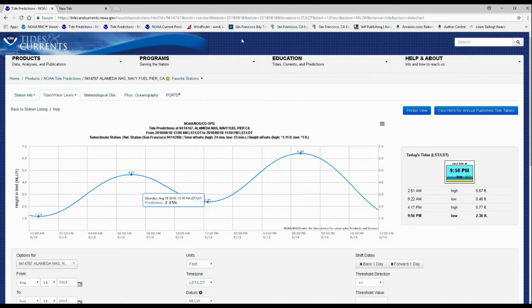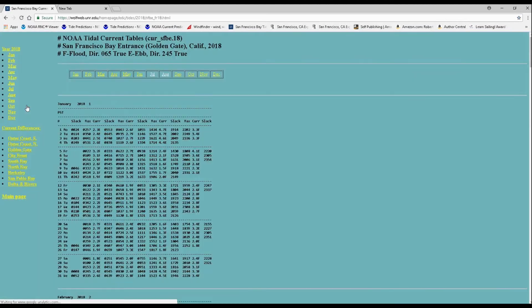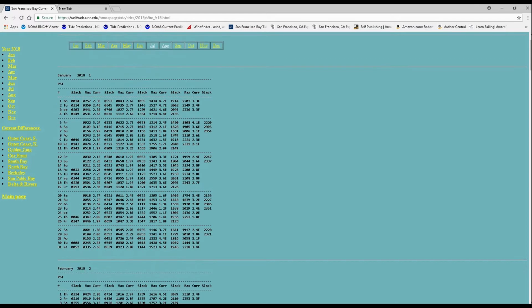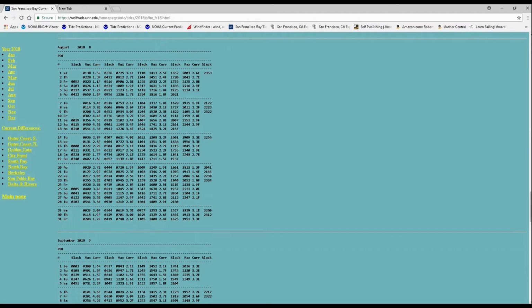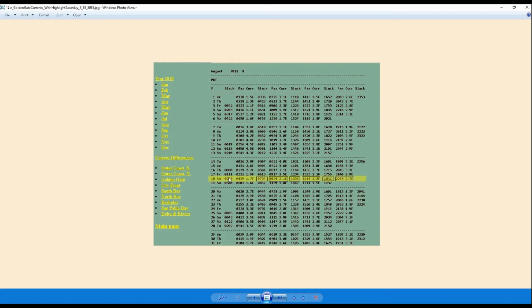So for currents, I use the NOAA tide and current tables and come in here to Golden Gate currents. I do use the Golden Gate currents because they're a really good indicator of what's happening throughout the bay as far as the currents are concerned. Come down here to August. August 18th is right here. And then what I also like doing is taking a snippet of this as well. This is a snippet that I use, and I actually superimpose on that this yellow highlight so I can actually see what's going on here on this day.